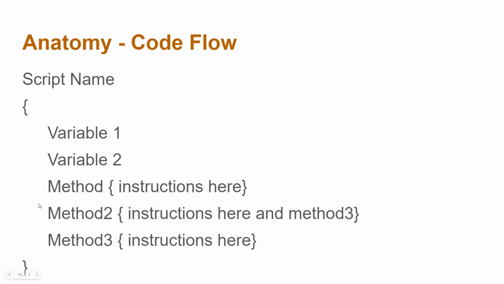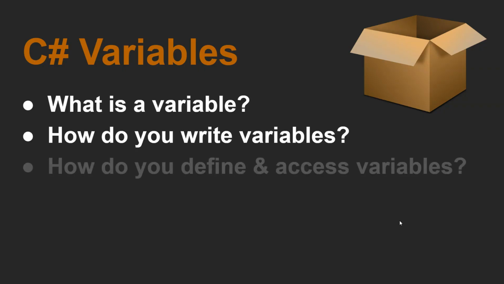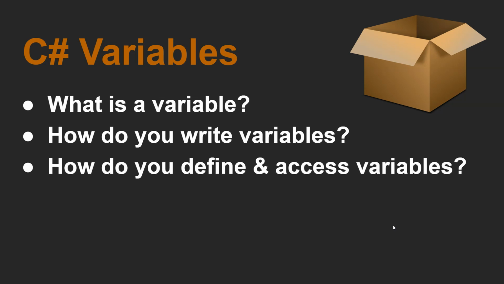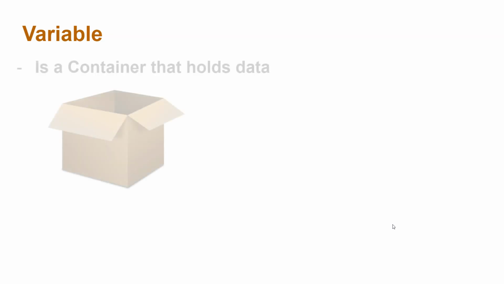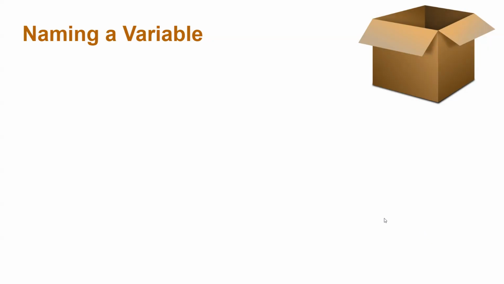We're going to need a couple variables here, and maybe it'd be helpful to quickly jump into what a variable is and some examples. What is a variable? How do you write a variable? And how do you define and then access that variable? Some basics: a variable is a container that holds data, and then we can manipulate that and use it for specific things.